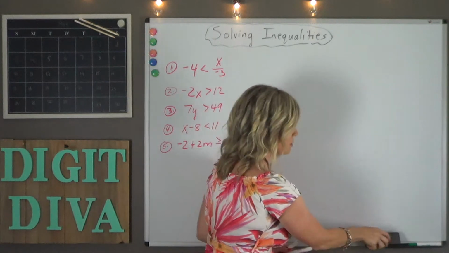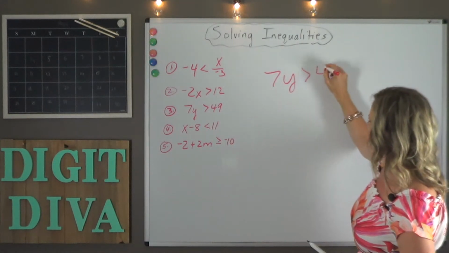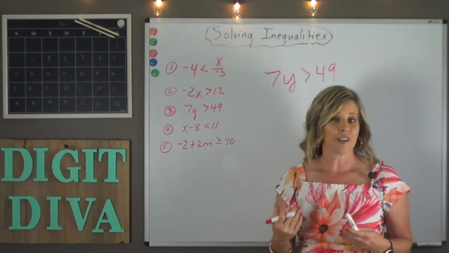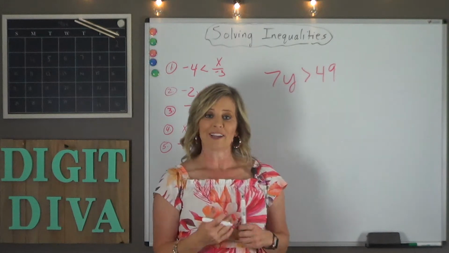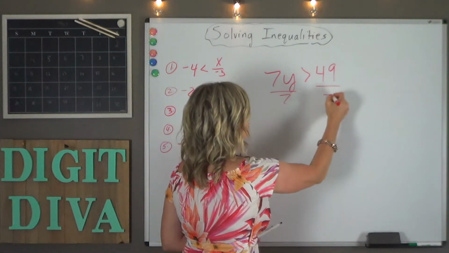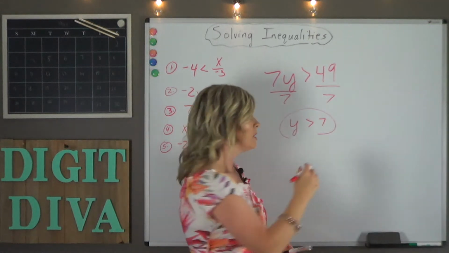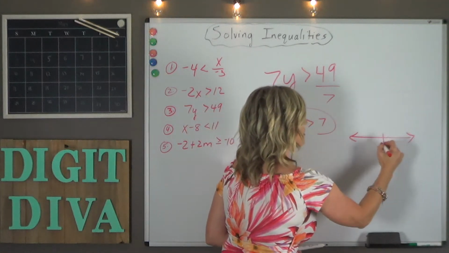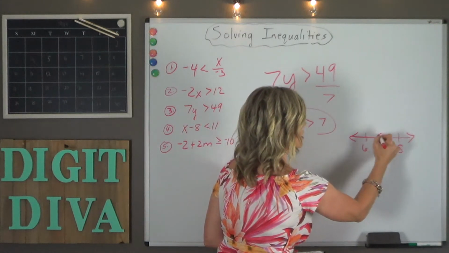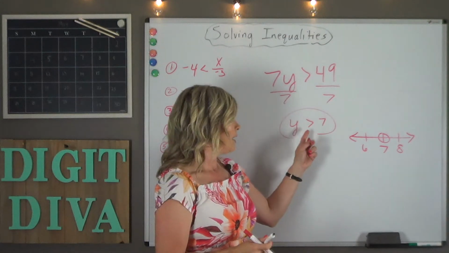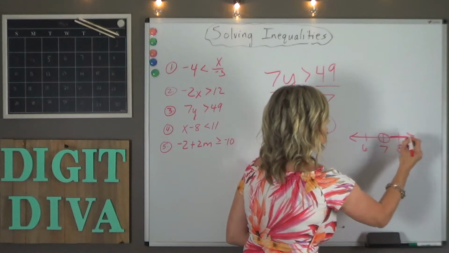So let's move on to our third example. Our third example is 7 times y is greater than 49. Okay, I do not see any negative signs. We're not multiplying by a negative number, so I'm going to use my inverse operation of division, do the math, and I'm left with y is greater than 7. I need 3 numbers on my number line, so I'm going to have 7 in the middle. I'll have 6 below it, 8 above it. Put my circle on my 7. Open circle because it's a greater than symbol, and I'm going to shade to my right.